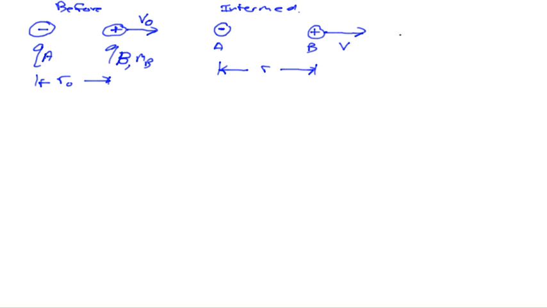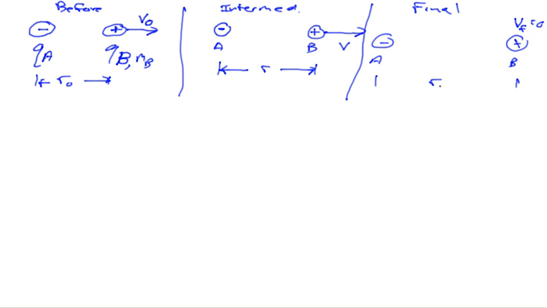And then in the final picture, I got them at their greatest distance. I go VF equals 0, and that they're at a distance RF. So that's at that instant when particle B has achieved 0 velocity.